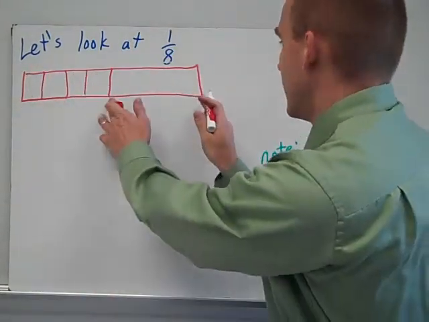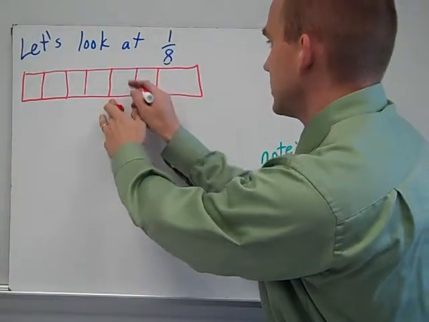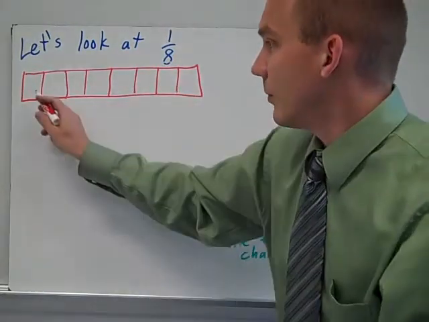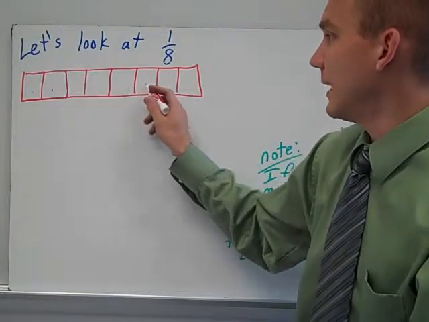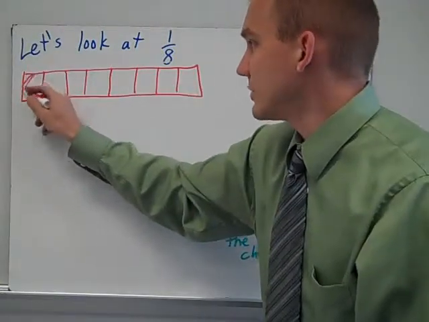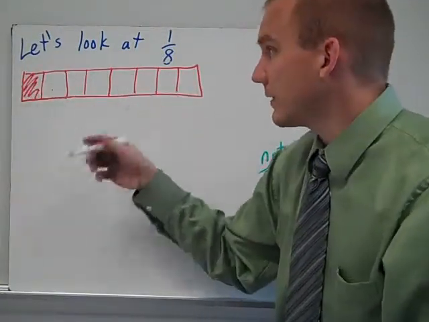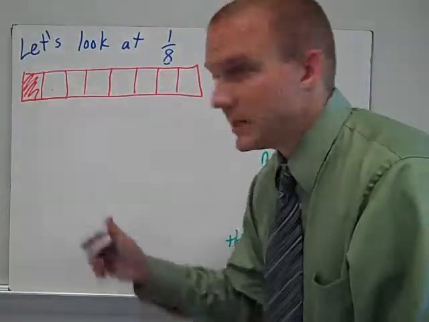And of course you do it over here again. 2 parts, 2. And now let's count them up. We have 1, 2, 3, 4, 5, 6, 7, 8. We'll just shade this one over here to show 1/8. Once you've made the rectangle, it's pretty easy to make a number line.